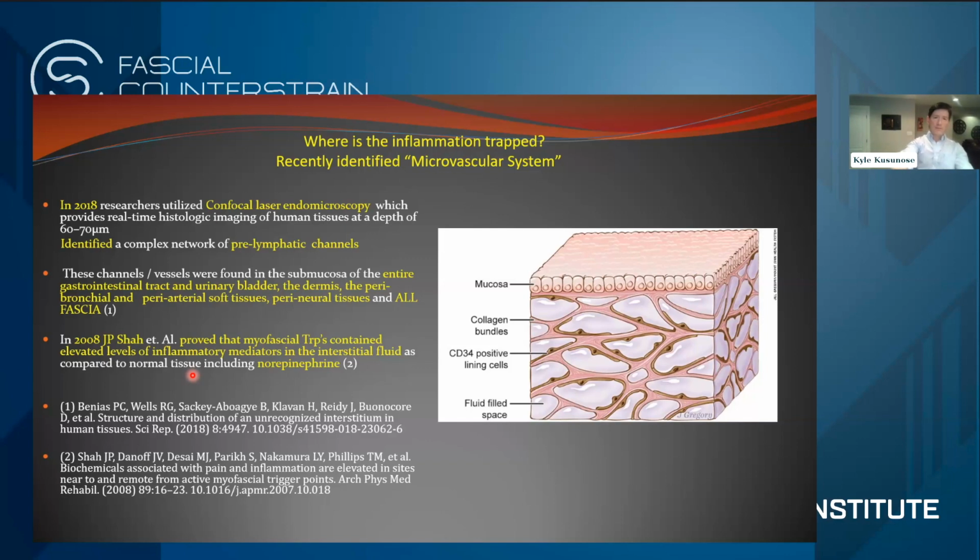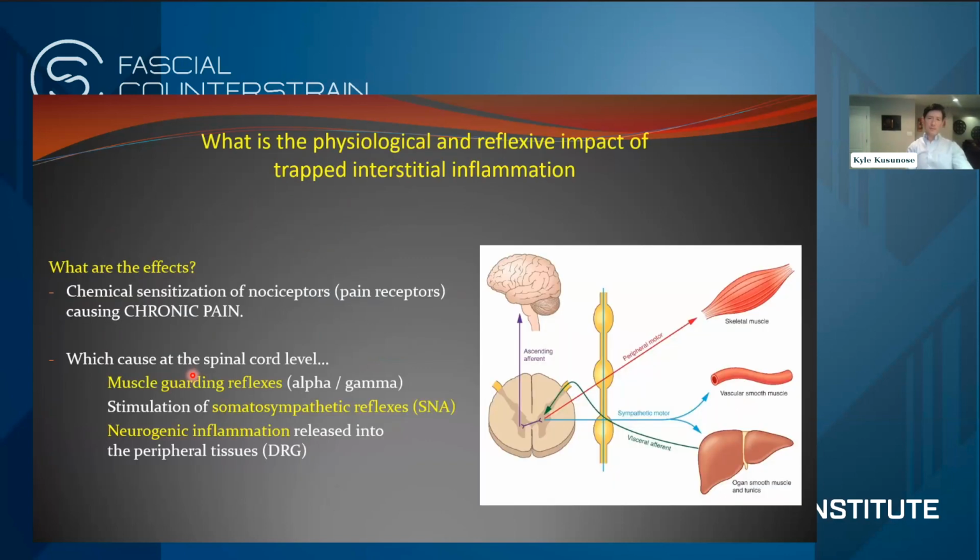So the next thing then to talk about is, what are the symptoms, I should say, of that trapped inflammation? And the first thing that we need to be aware of is that inflammation, pro-inflammatory cytokines, trigger pain receptors or nociceptors. So as we know, inflammation causes pain. So this trapped inflammation in the interstitial space, first of all, causes chronic pain.